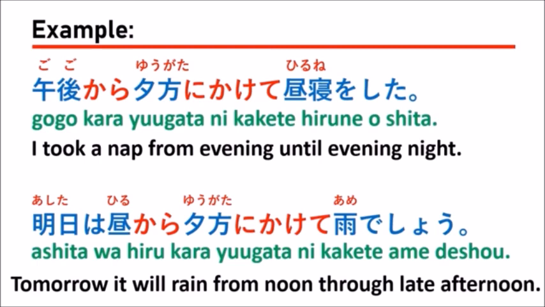So it means they will start from around 2 p.m. or 12 p.m. until 9 p.m. So during that time, it might rain. Ame desho means the rain might fall in that range of time. So in Japanese, you can use something like this to explain the situation, what happened during that time.